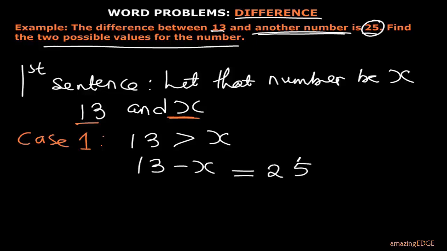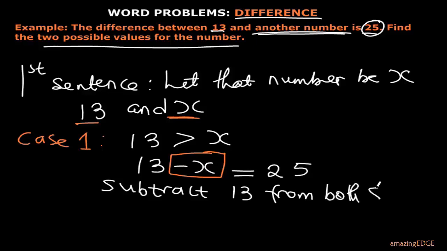If this is the case, we now look out for the value of x. So what do we do? The situation is this: you want x, which is unknown, to be on the left hand side. In order to achieve that, we're going to subtract 13 from both sides. So we subtract 13 from both sides.